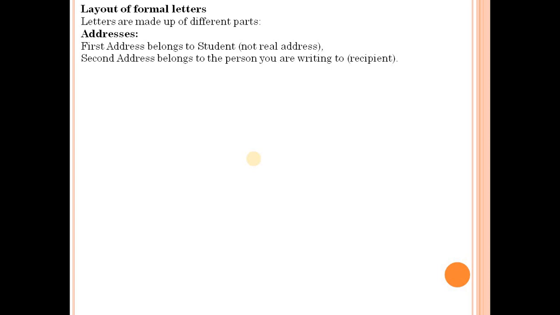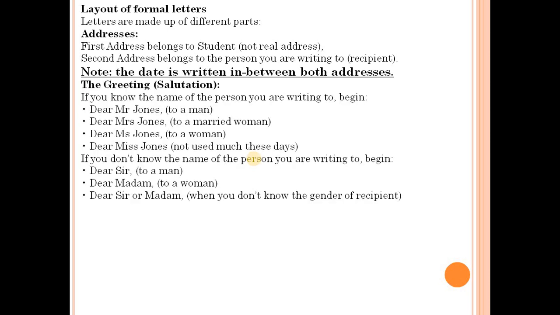Remember, the addresses that we write in the examination are not real addresses. A student should not write the real name and the real address. The second address belongs to the person who is going to receive your letter, also known as the receiver or recipient of the letter. And the date is written in between the two addresses, the date of the English paper or the date on which you are writing the letter.